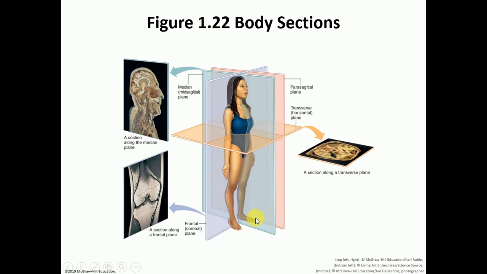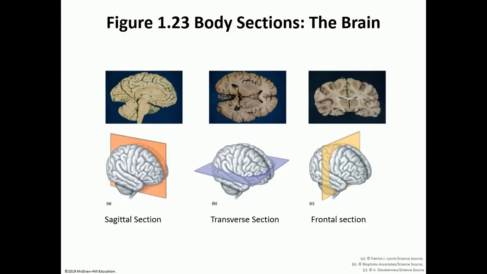Here are different sections of the brain. So this right here is your mid-sagittal section, dividing the brain into equal right and left. This here is a transverse section of the brain, dividing the brain into a superior and inferior portion. While this is a frontal or a coronal section, frontal or coronal plane, and that divides the brain into anterior and posterior parts.